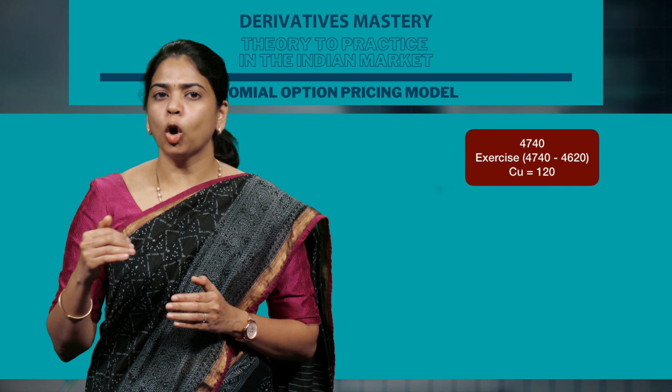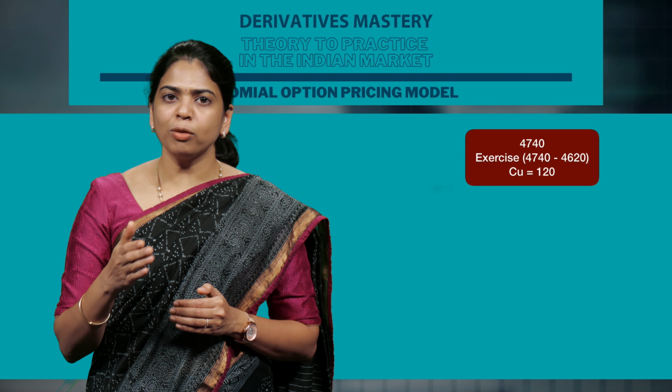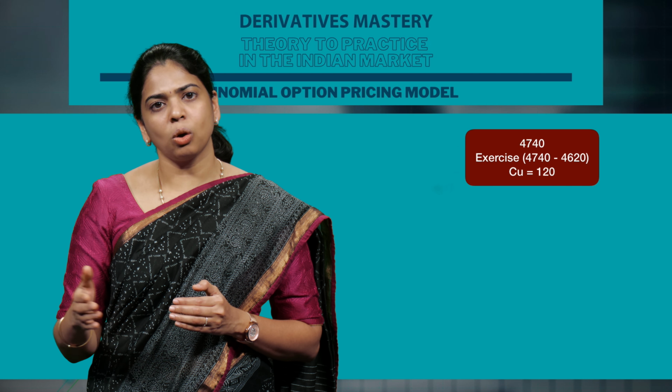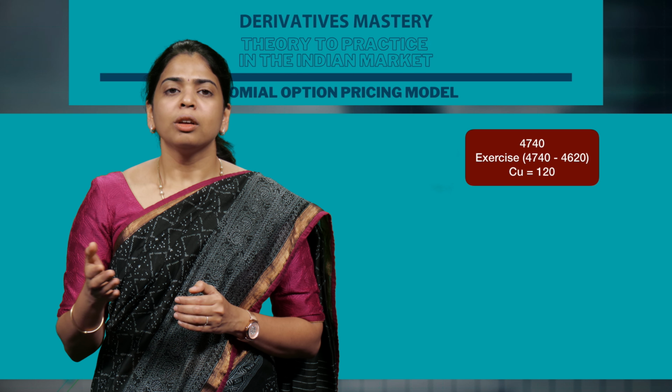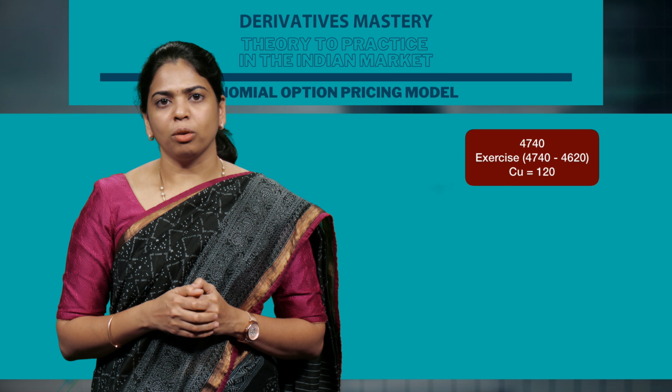Now, let us start working backward to find the fair value of the option. Let us begin with the final nodes of the binomial tree. So Cu and Cd are calculated based on whether the option is exercised or not. If the price moves up to 4,740, the option's payoff is the maximum of spot minus strike price or 0, which is the maximum of 4,740 minus 4,620 or 0, which gives us 120 rupees as the payoff.